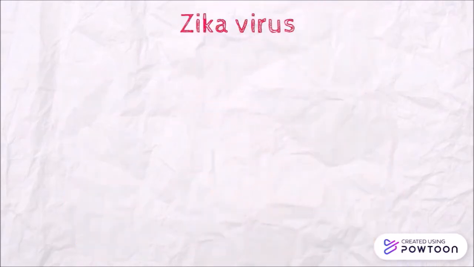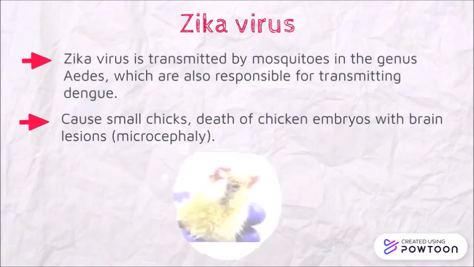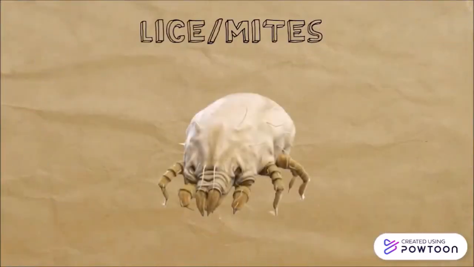Zika virus is also transmitted by mosquitoes in the genus Aedes, which is also responsible for transmitting dengue. It infects small chicks and causes the death of chicken embryos with brain lesions called microcephaly. Other vector-borne diseases are from lice or mites.